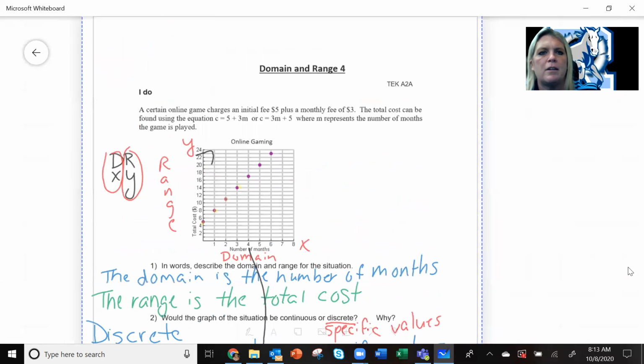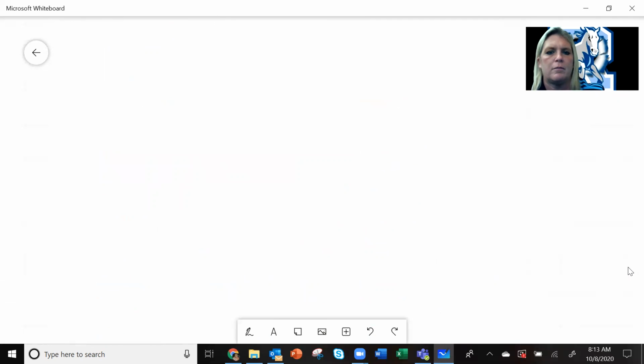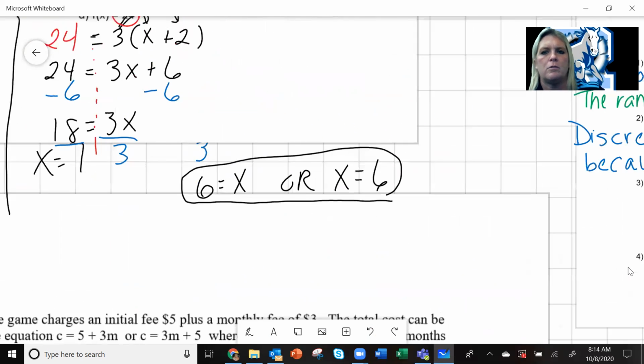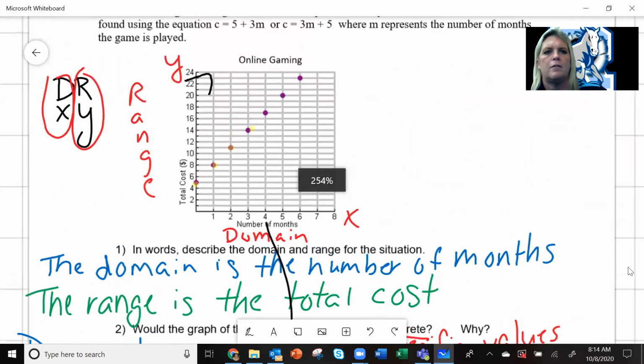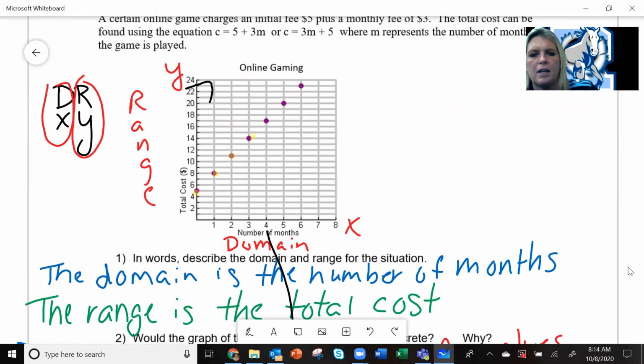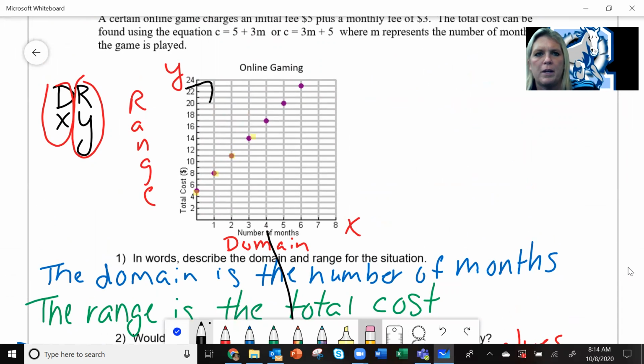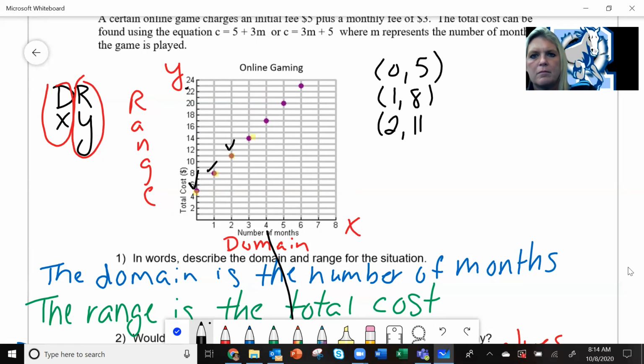So when we are trying to find the domain and range of this, let's see if I can get my graph. Where'd it go? The whole thing disappeared. There we go. The first thing you have to do when it is discrete is we're going to have to go up here and find my ordered pairs, and write down our ordered pairs. So this first one right here is 0, 5. That's this ordered pair. Then I have 1 and 8. That's the next one. So I'm going to write 1 and 8. 2 and 11 is the next one. And I have 3 and 14.